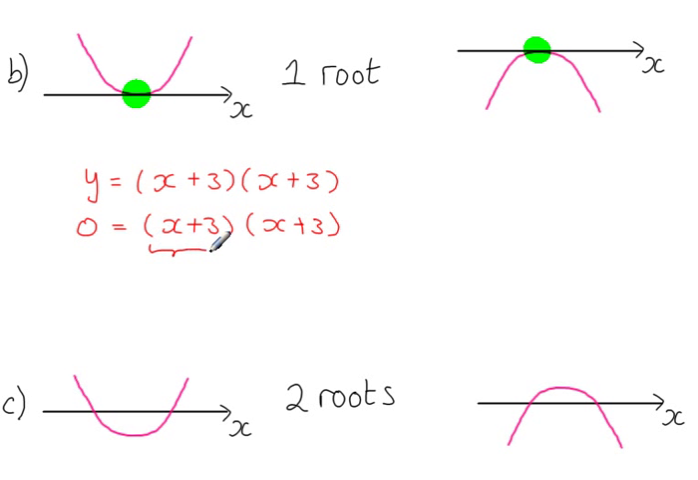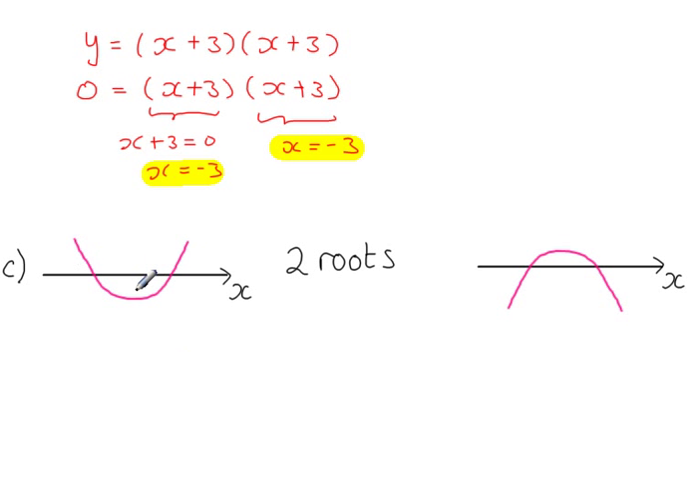So from this factor here, x + 3 equals 0, x equals minus 3, and as you can see you're going to get the same thing for this one. Hence you have this repeated root, but it's the same value.